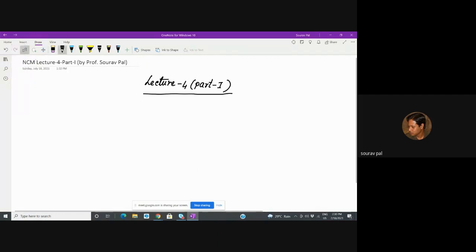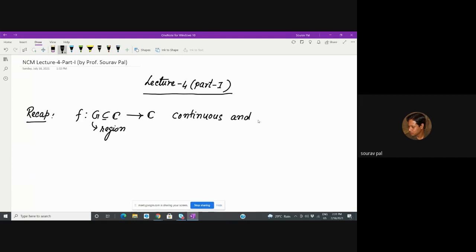Thank you. So we have defined a branch of logarithm in the previous class. What was that? That was precisely if you have a function from a region G to C, a complex valued function which is continuous and satisfies e to the f z is equal to z for all z. Okay, this is what is called a branch of the logarithm. So that is how we have defined it.